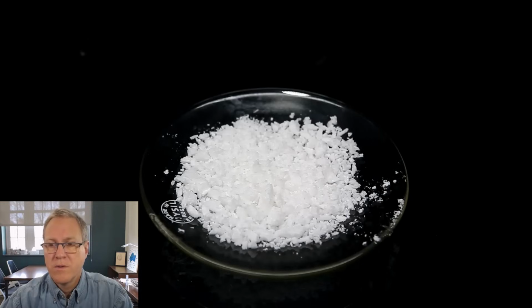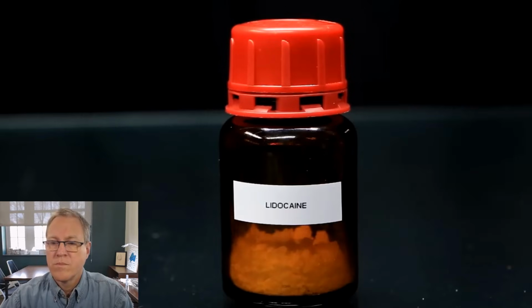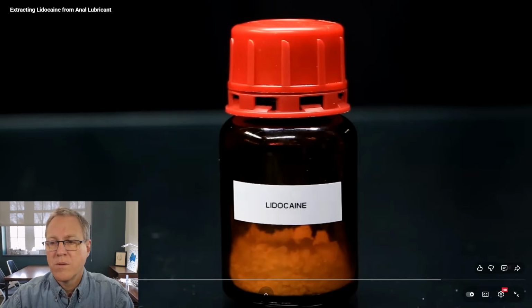Lidocaine is a pretty potent local anesthetic that has a lot of different applications. The most familiar use is probably the use by the dentist to numb your teeth.